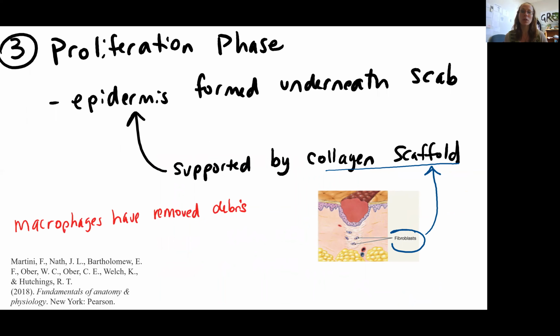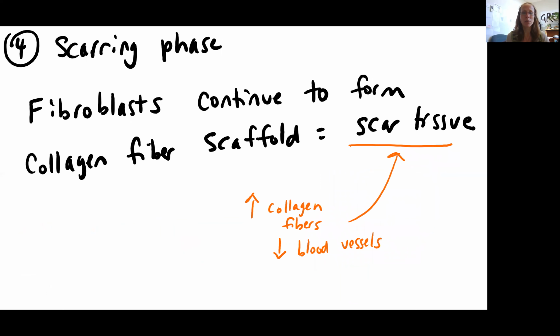The third phase is the proliferation phase, and this is where the epidermis is going to be forming underneath the scab, and again, it's going to be growing on that collagen scaffold, which has been produced by those fibroblast cells. We see also in this case that those macrophages have effectively removed any debris, as well as possible pathogens that might have penetrated here in this damaged area. And ultimately, as the epidermis is formed, you're going to push off that scab so that we're going to see it just being pushed off the body.